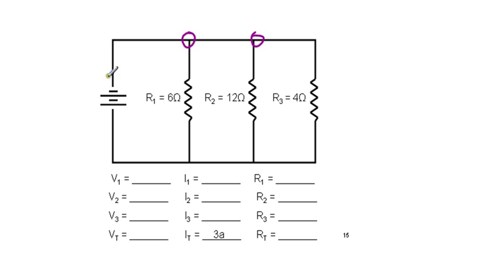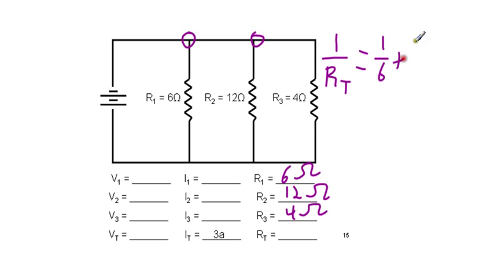So again, we look at our circuit and we begin to list out what we are given. R1 is 6 ohms, R2 is 12 ohms, R3 is 4 ohms. We are also told that our total current is 3 amps, but with what we just filled out, we have R1, R2, and R3, so we can find our total resistance, our RT. Now this is the inverse addition. So 1 over RT is equal to 1 over 6 plus 1 over 12 plus 1 over 4.